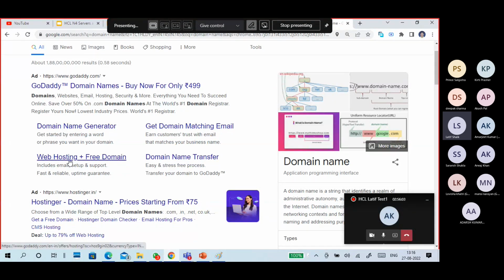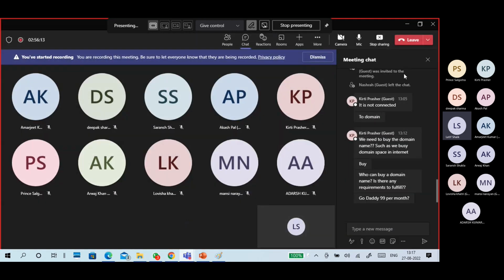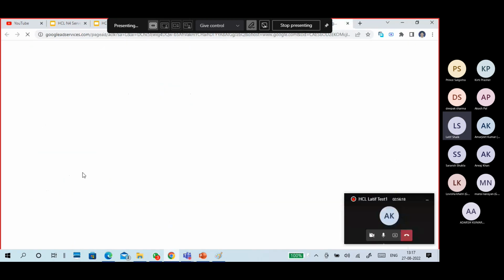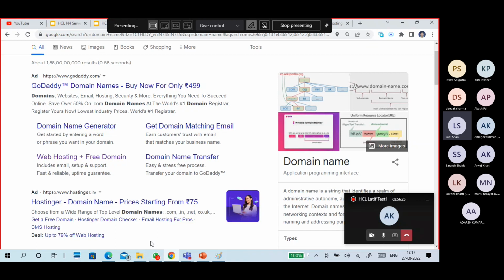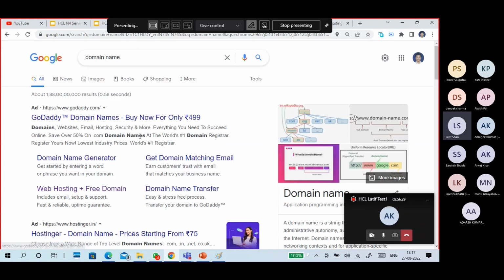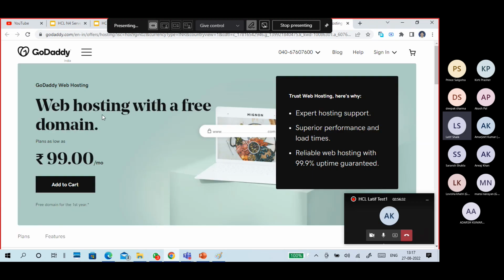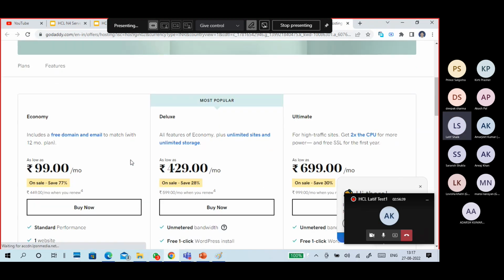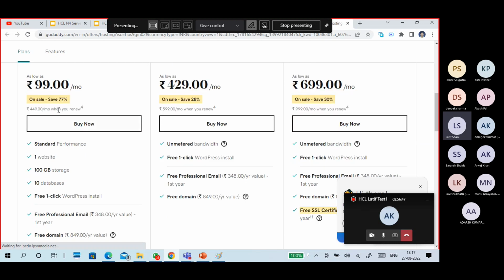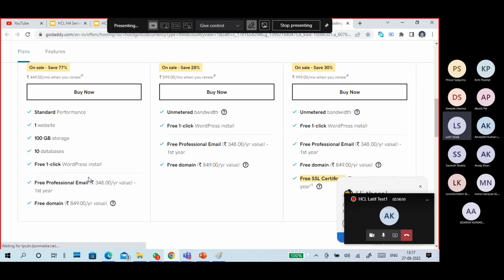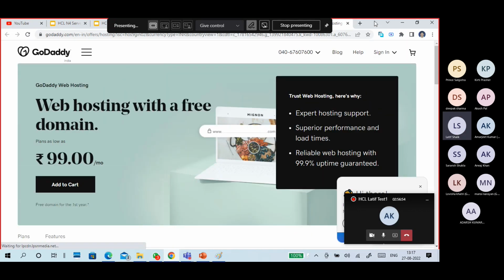Don't buy web hosting plus a free domain. If you go for web hosting plus a free domain or an email domain, the problem is that it is for web hosting purposes. GoDaddy is 99 per month kind of stuff, but actually there are different costs of domains, 75 is also there. You can purchase the domain. The problem is you require a public IP address. This is 99 rupees, a free domain and email with a 12-month plan. This is for a website, not for Active Directory.